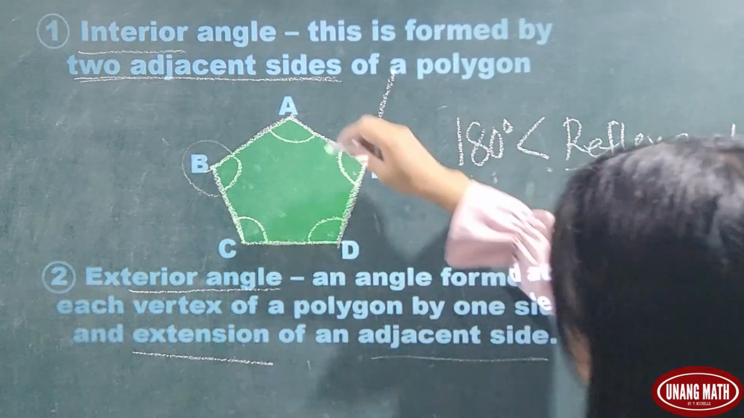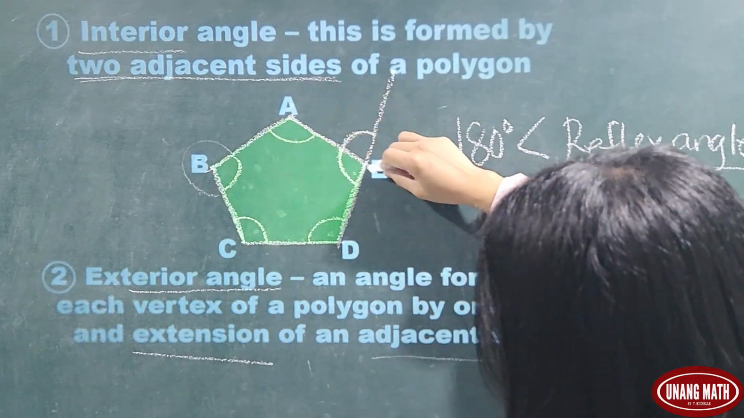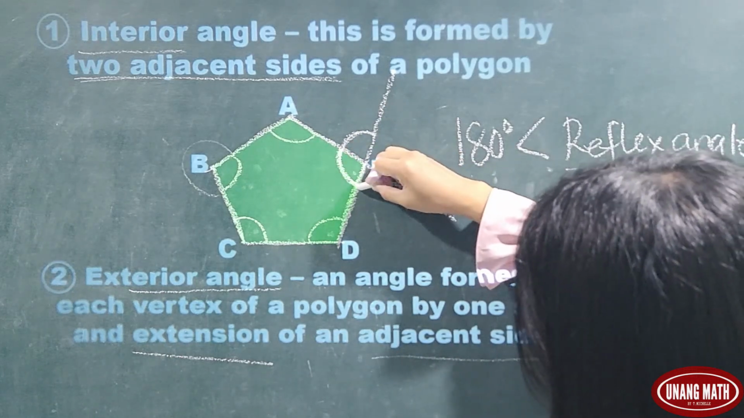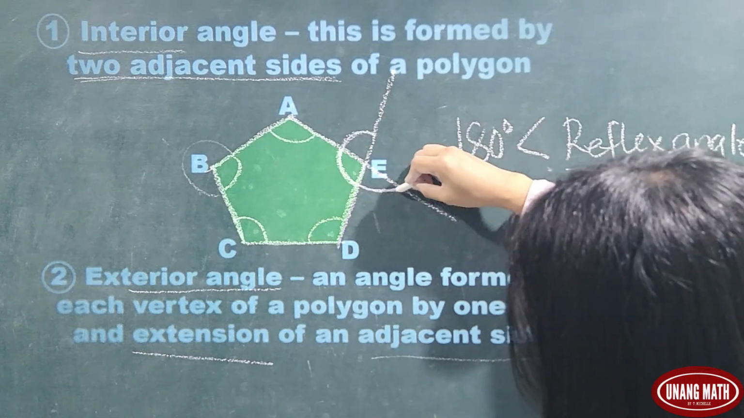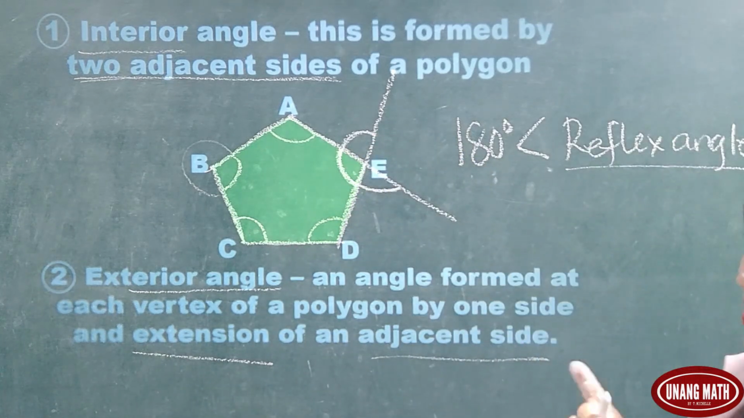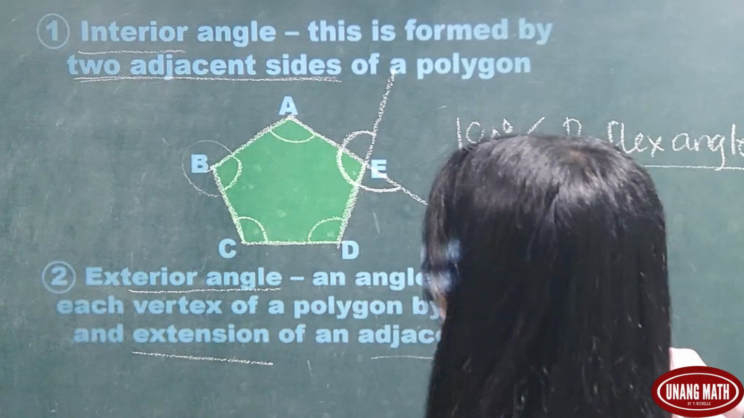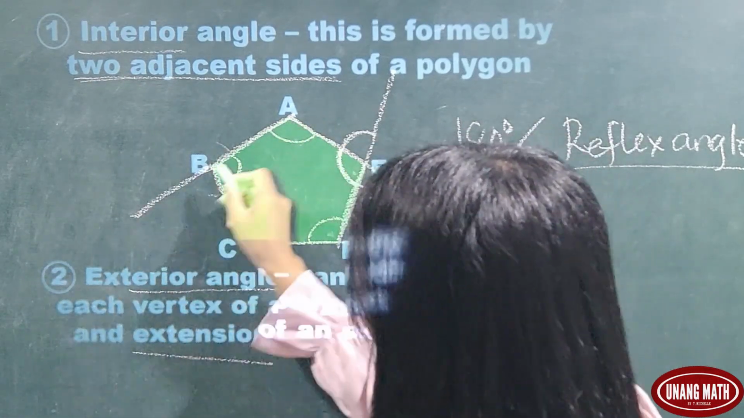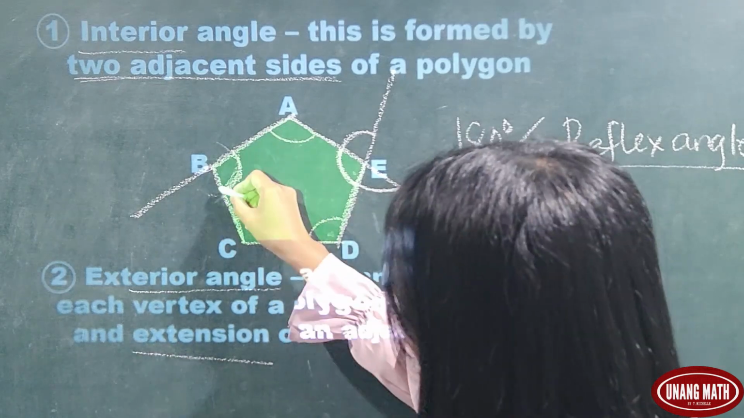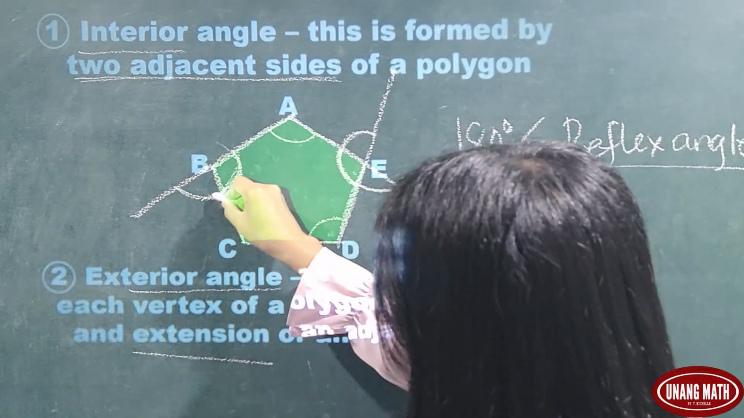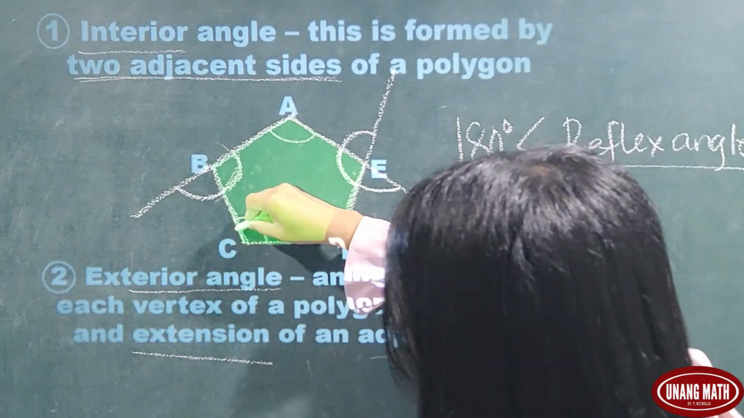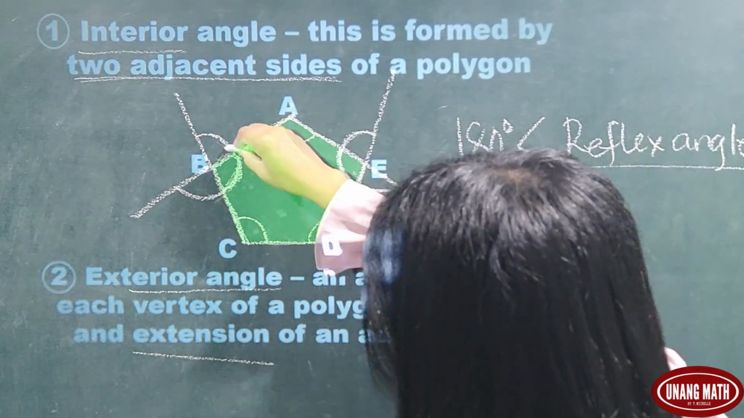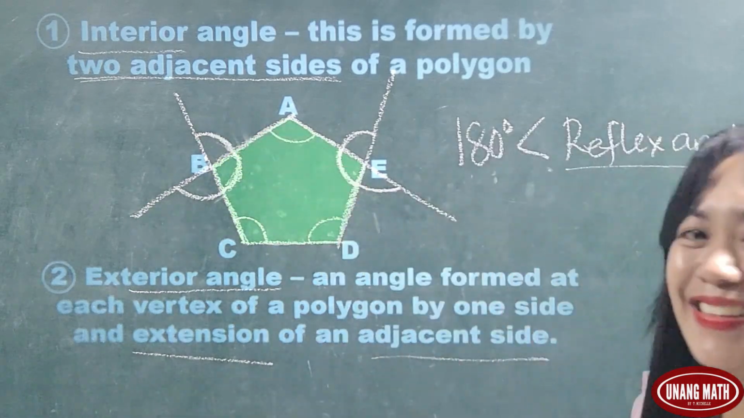Okay, another. If I extend this side, and this is my interior angle, my exterior angle is this angle. Another: I will extend this side. If this is my interior angle, then my exterior angle is this angle. Extend this side. If this is my interior angle, then the exterior angle is this angle.